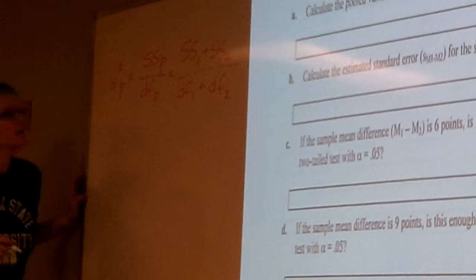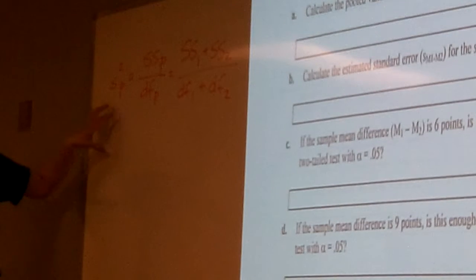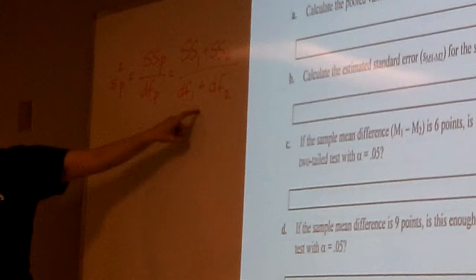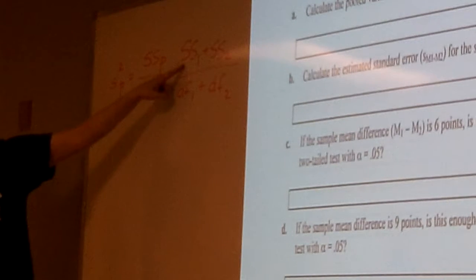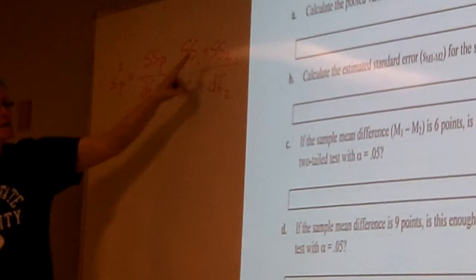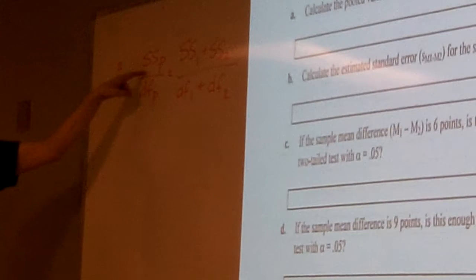Right? Okay. So knowing that this is how you get the pooled sample variance, you've got enough information to fill out this part of the equation, right? You know that sum of squares 1 is 100. Sum of squares 2 is 140. Okay. So if you add those together, our sum of squares pooled is 240.